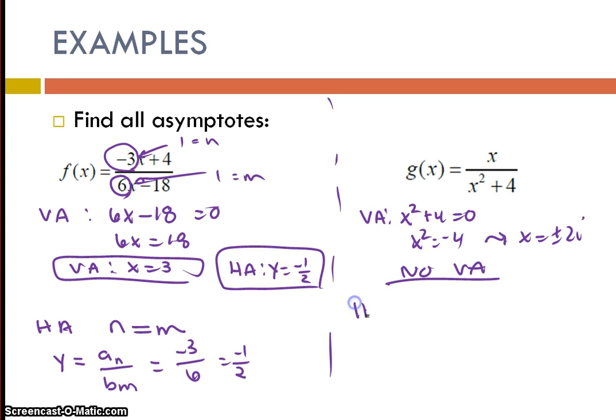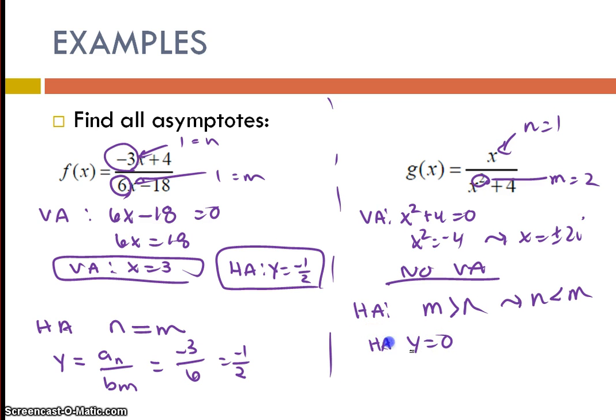Now we're going to find the horizontal asymptote. You look at the degree at the top, our n equals 1, and the degree at the bottom, m equals 2. Since our m is bigger than our n, or in other words, the degree of the numerator is less than the degree of the denominator, y equals 0 is the horizontal asymptote. If the degree of the top is less than the degree of the bottom, the horizontal asymptote is y equals 0. Okay, so that is all we have about horizontal and vertical asymptotes.